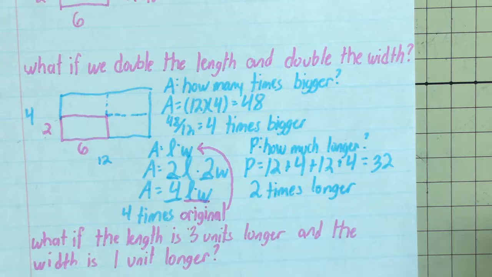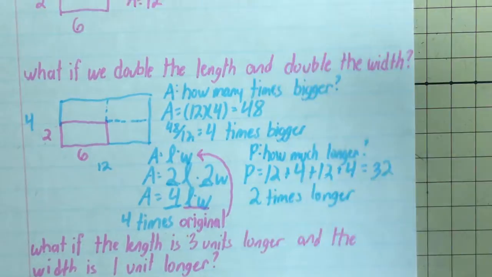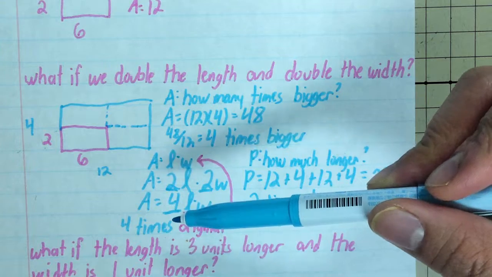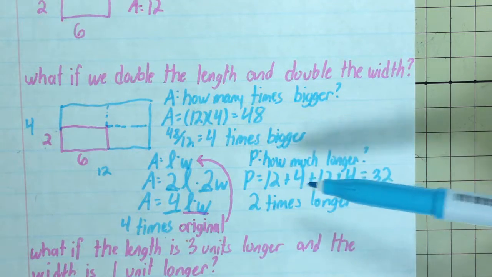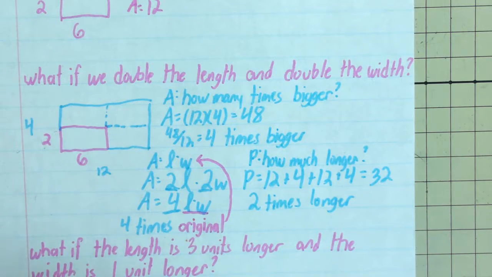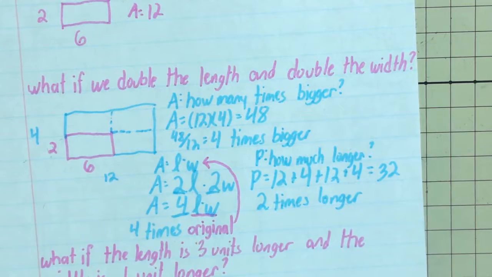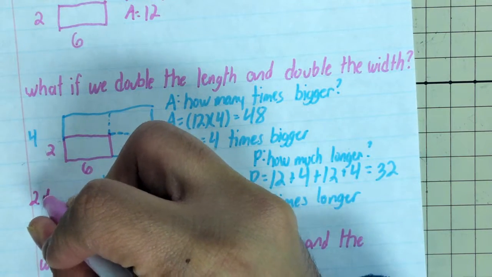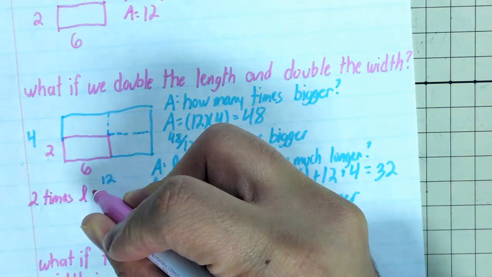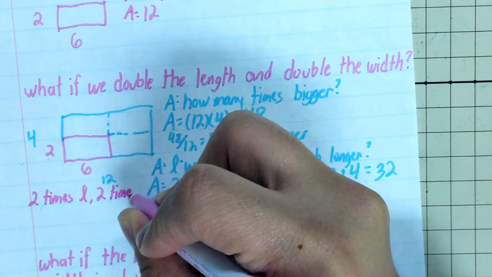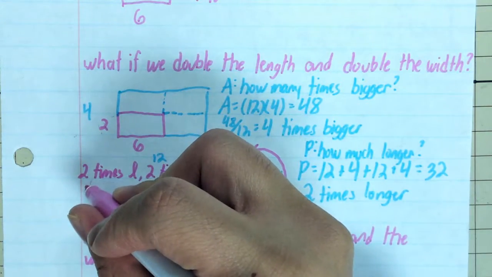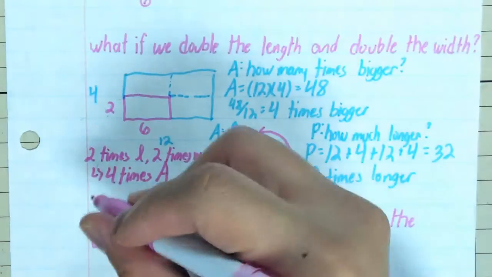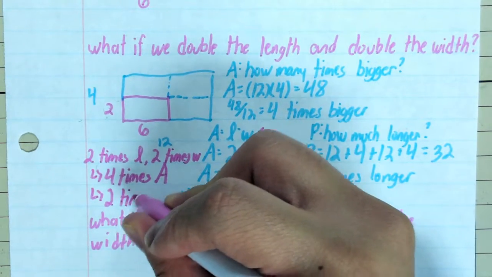Notice, for area, 2 times the length, 2 times the width means 4 times the area. But for perimeter, 2 times the length, 2 times the width just means 2 times perimeter. So let me make that note. Two times length, 2 times width gives us 4 times area, but it only gives us 2 times your perimeter.